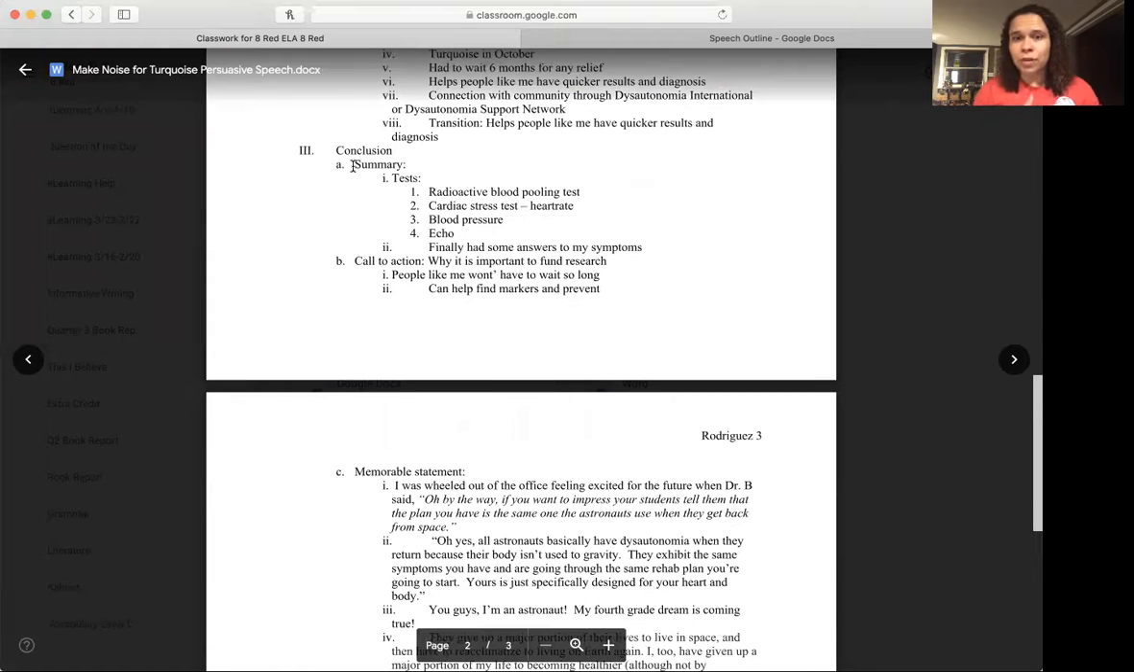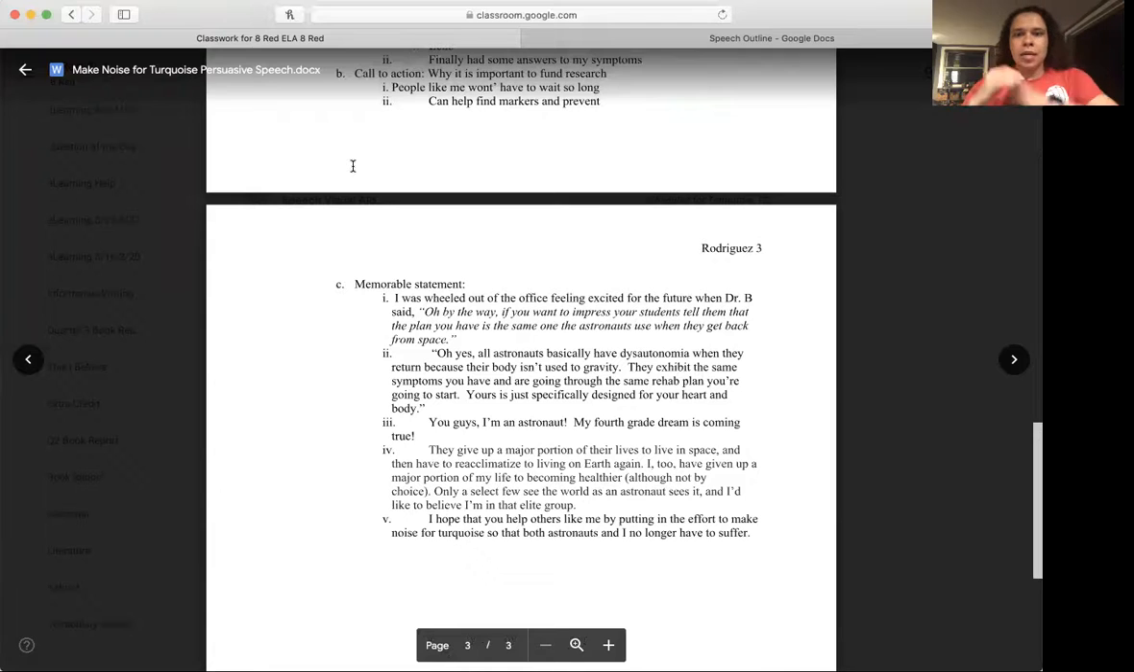If people don't fund research, people like me won't have to wait so long for a diagnosis. They can help find markers and prevent this from happening to others and having to wait 6, 10, 12, 18 months for a diagnosis, and they won't have to be stuck on the couch wondering what's happening, am I dying, am I like, etc. And then here's my clincher, my memorable statement, which you will see, but it's a specific story. I have it written out so I don't forget the major portions of that I want to hit. And then I have my final statement. I hope that you help others like me by putting in the effort to make noise for turquoise so both astronauts and I no longer have to suffer.